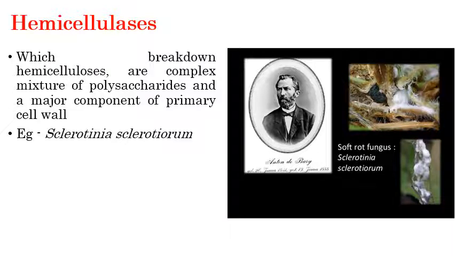Next one, hemicellulases. These hemicellulases are a complex mixture of polysaccharides, which is also a chief and important component of the plant cell wall. These hemicellulases break down the hemicellulose. This type of enzyme is produced by Sclerotinia, where Anton de Bary initially worked on Sclerotinia and discovered cell wall degrading enzymes as well as on other systems. Here we can see the diagrammatic representation of Sclerotinia. This is soft rot fungus.